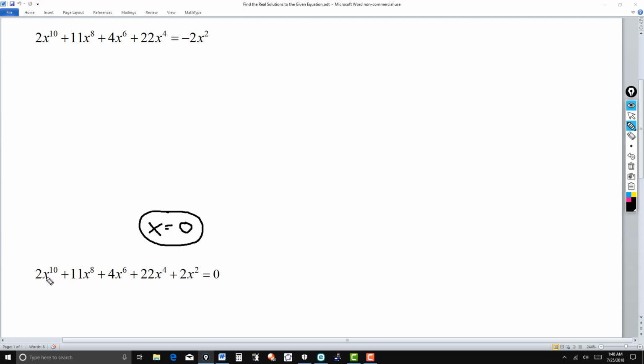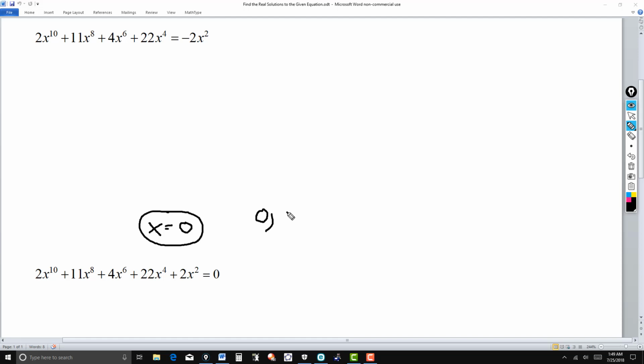Because if you plug in positive numbers in for x or negative numbers in for x, because of the even power, the left side is never going to be 0. Okay? Unless x is 0. And that's the only value. Okay? Because remember, we're asking for real solutions. And actually, because I can factor out an x squared, this actually has a repeated solution of 0.